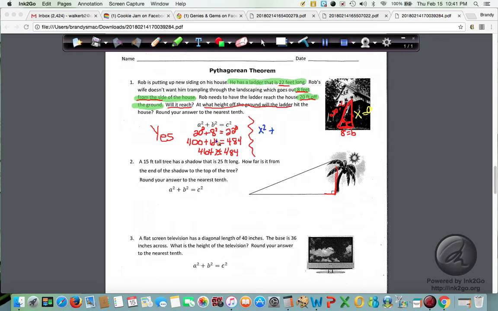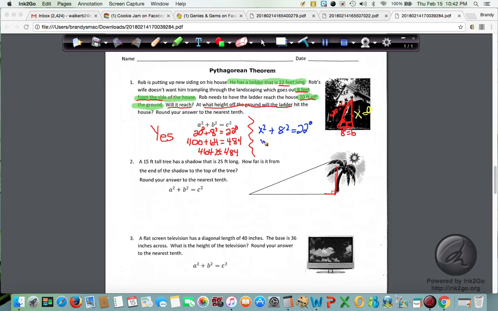And then B squared stays the same because this hasn't changed. And the ladder is still 22 feet, so my C hasn't changed either. That's still 22. I told you, I think number one, just because of the way they asked the question, is the hardest. That's why I'm doing this one all the way through for you guys. The others I'll give you hints on, but I think you can do those easier on your own.